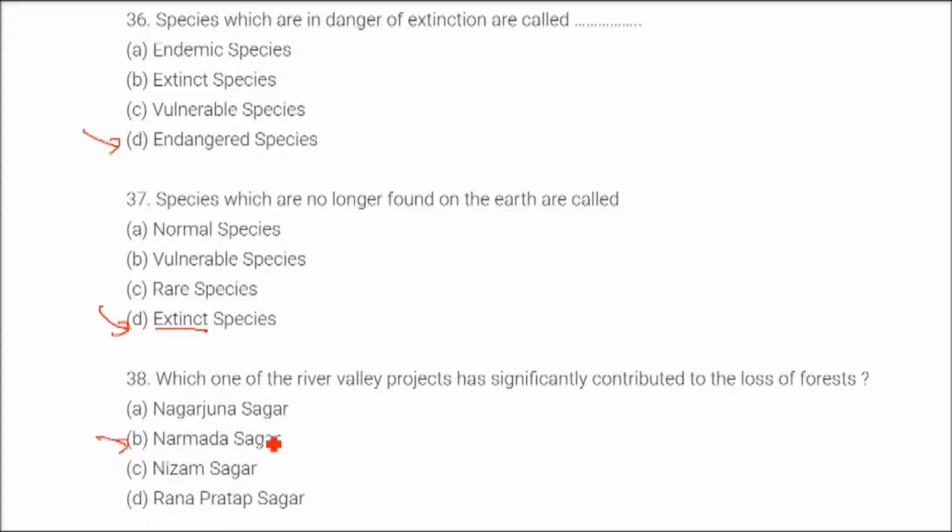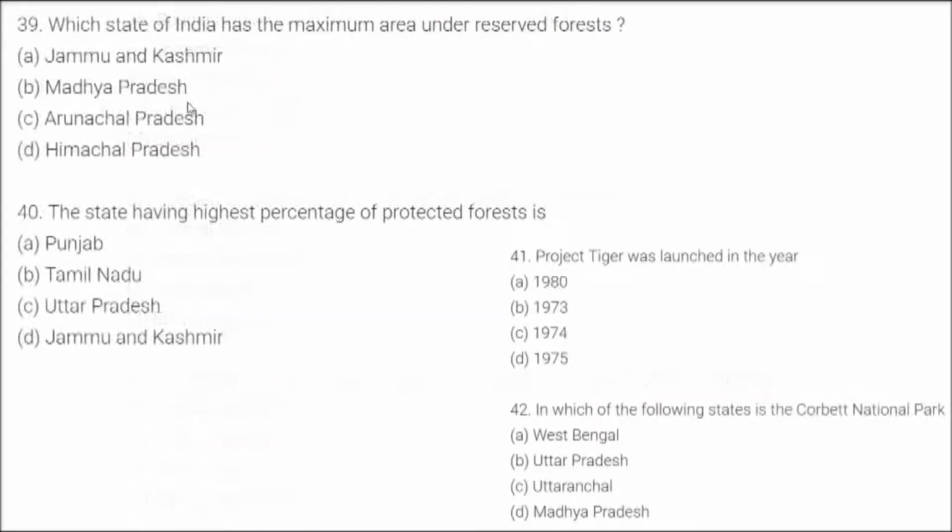Which one of the river valley projects has significantly contributed to the loss of forest? The answer is Narmada Sagar. Which state of India has the maximum area under reserve forest? The answer is Madhya Pradesh, MP. 75% of the forest area is under reserve forest.